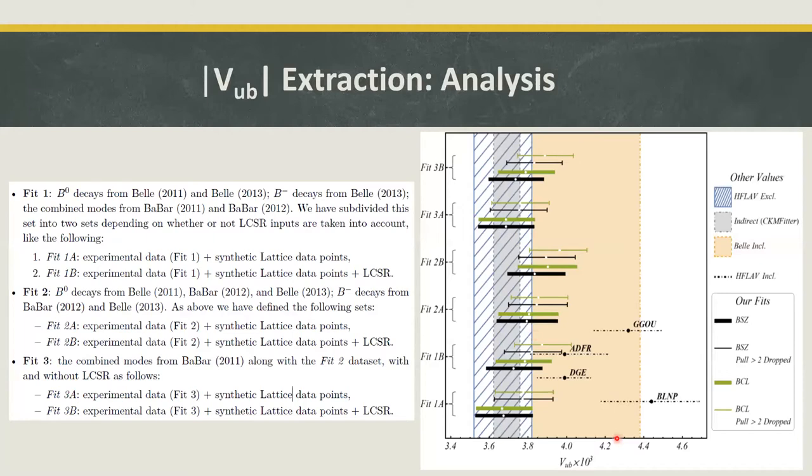the result for VUB after we drop the ill-behaved data sets, which we have taken to be the ones with pull greater than two. And the thin black lines are basically the inclusive measurements due to various authors reported by HFLAV. So this is the scenario that we arrived at.